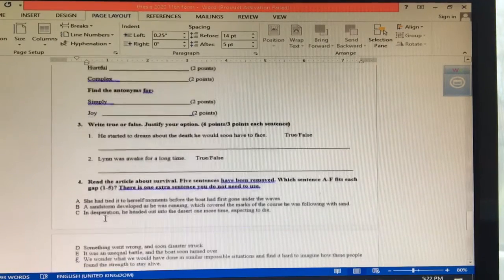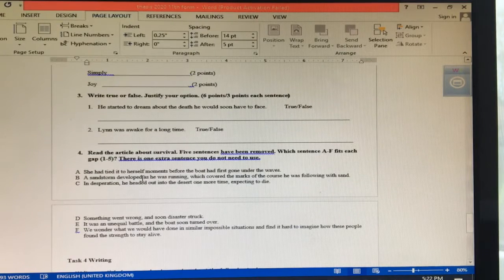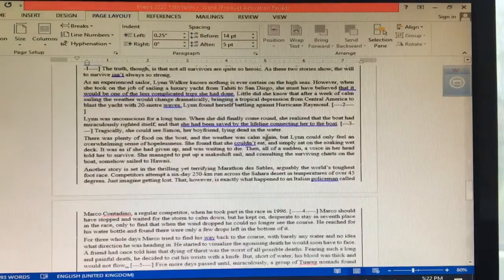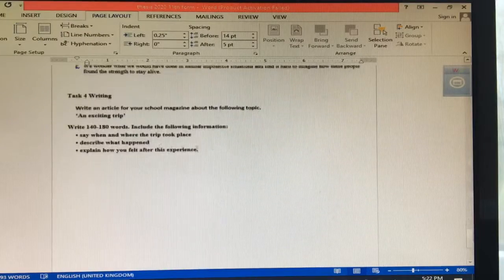And the last one, integration. The students have to fit the sentences in each gap, from 1 to 5. And the task is going to be to work again with the text. This is why, for 1 hour and a half, this would be enough.